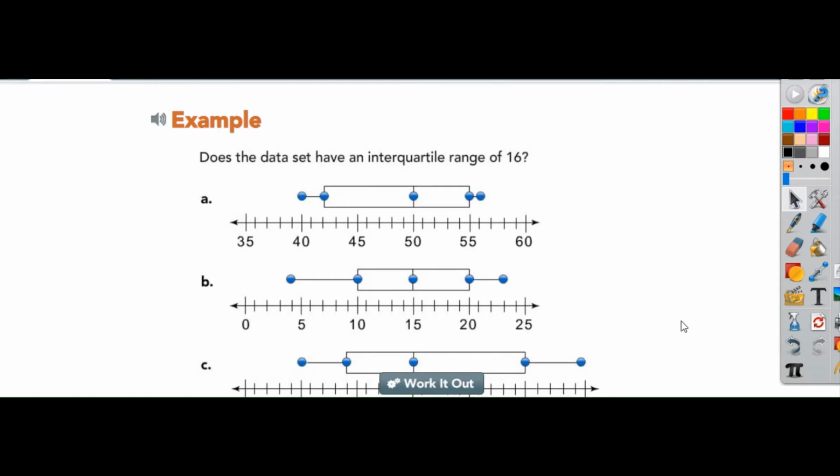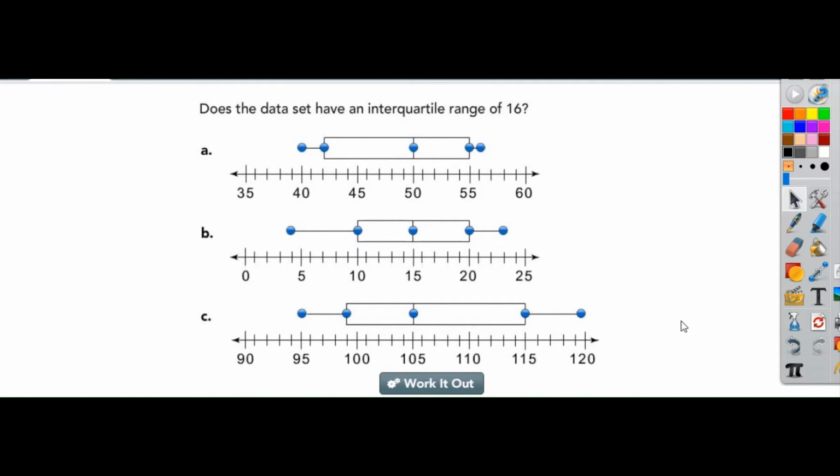So does the data set have an interquartile range of 16? So in order to find an interquartile range, you have to look at quartile 3, which is right here, and quartile 1, and you have to subtract them. So once you subtract them, you'll get the interquartile range, and if it's 16, obviously you will pick that one.